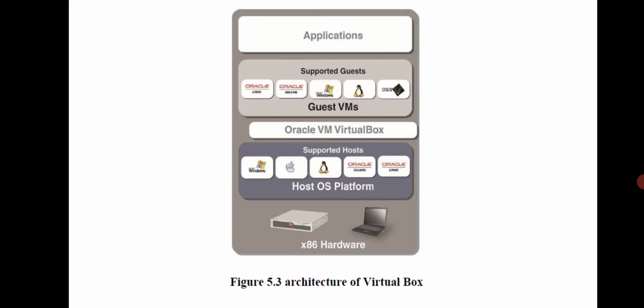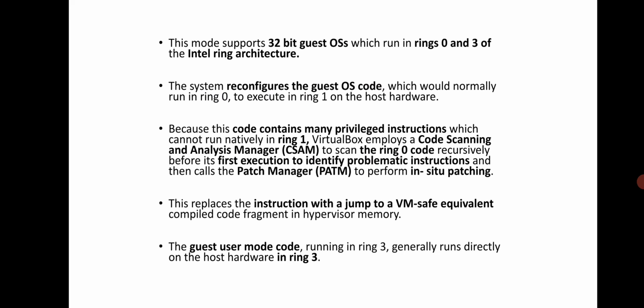So you can see the architecture of VirtualBox. The host operating system platform is there, then the Oracle virtual machine is there, then the application supported guest operating systems are also there. VirtualBox is supported on Windows, Mac operating system, Linux, Solaris and OpenSolaris. This mode supports 32-bit guest operating systems, which run in rings 0 and 3 of the internal ring architecture.